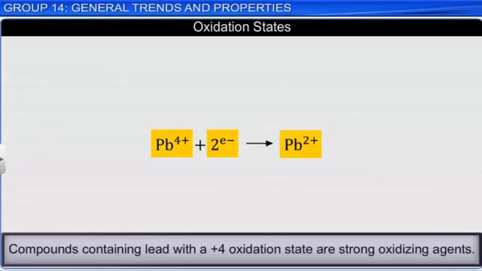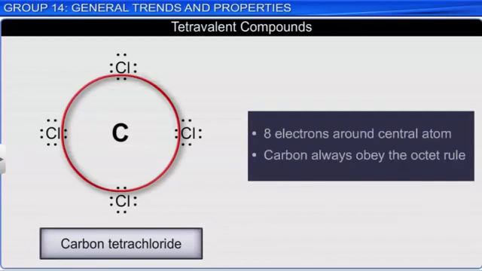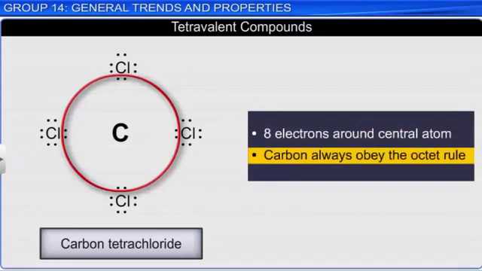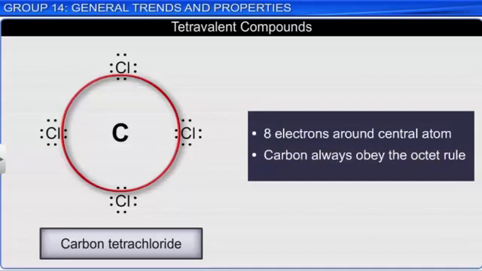Tetravalent compounds, such as carbon tetrachloride, have 8 electrons around the central atom. Carbon always obeys the octet rule. Such electron-precise molecules would not be expected to act as electron donors or electron acceptors. Carbon cannot achieve an expanded octet.